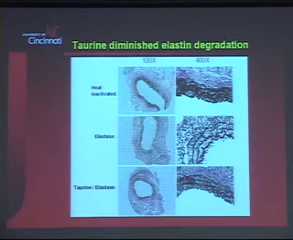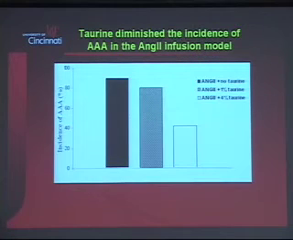And I think you can see the inflammatory infiltrate associated with degradation of the elastin bands, which was largely abrogated by treating with taurine. We've also gone on to show that taurine works, although less effectively, in the Ang-2 infusion model. This is 1% taurine, and this is 4% taurine. And you can see this is not as effective. Looking at the incidence of aneurysms, it roughly is cut in half by treating with taurine.